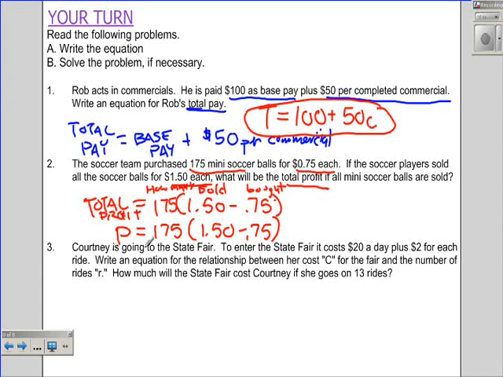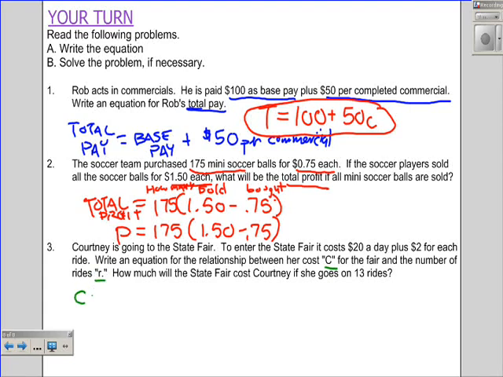Courtney is going to the state fair. To enter the state fair, it costs $20 a day plus $2 for each ride. Write an equation for the relationship between her cost C for the fair and the number of rides R. How much will the state fair cost Courtney if she goes on 13 rides? So here we're told that the cost C and the number of rides R. So we want to make sure we use those variables in our equation.